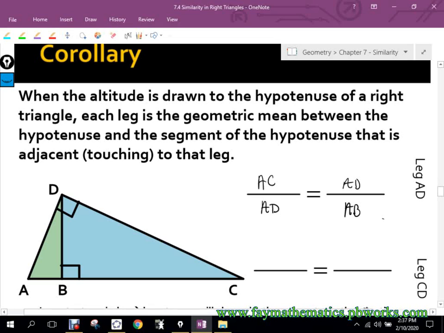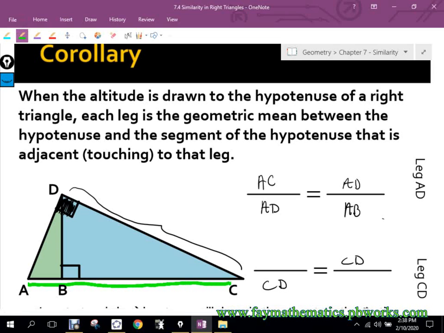The other leg can come into play, though. The other leg would be D to C, right? So our legs are the ones that make the right angle. So there's my right angle. So CD is a leg as well. So that's a geometric mean. Now it says it's a geometric mean between the hypotenuse. So AC is my hypotenuse, right? And now what part of that hypotenuse is touching the leg we chose, which was CD? Everybody agree that's B to C?